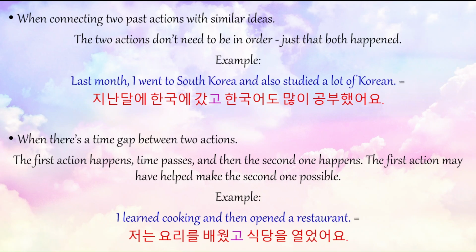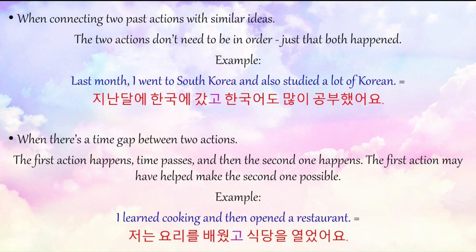I know it's a little bit tiring, but you have to remember this. It's kind of an exception that happens. And then comes the remaining part of the sentence. Also studied a lot of Korean. 한국어도 많이 공부했어요. So when two actions happen in the past without any order, then you connect them using the particle ko, but the first action has to be conjugated in the past tense.